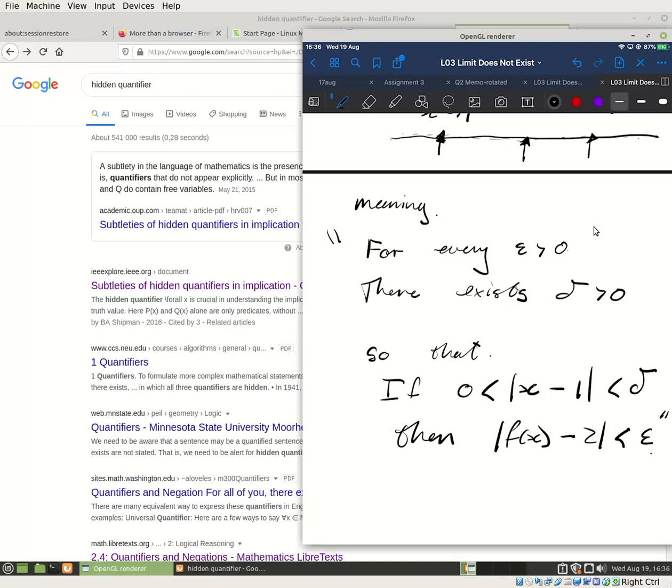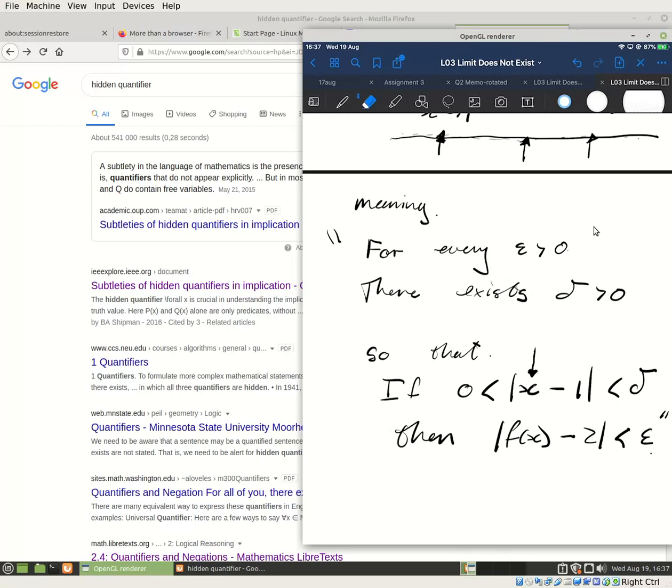Two things here are important. Firstly, notice here we have an implication that we will have to negate. Remember, the negation of an implication is not another implication. It is an AND statement. And there is something else quite subtle going on here. This variable x is not quantified. We're not saying for every x or there exists an x.